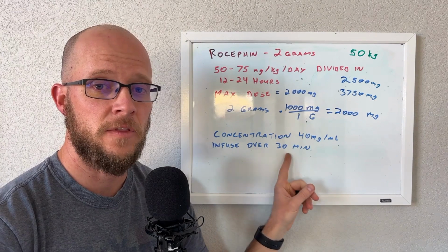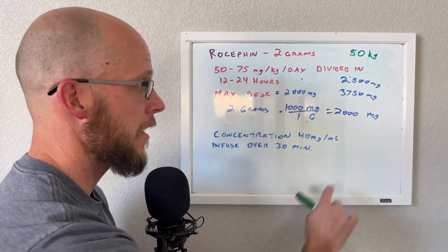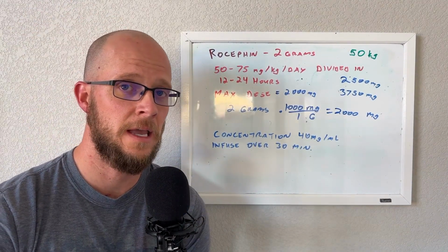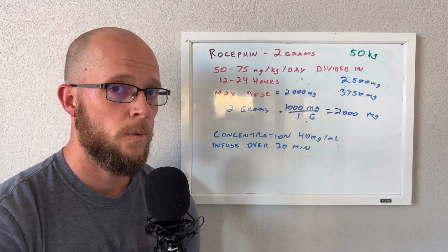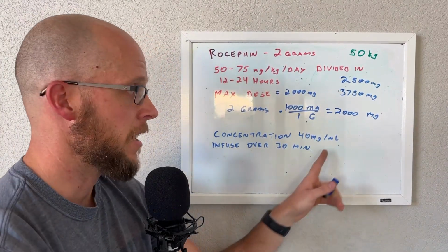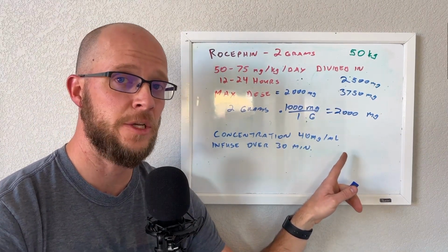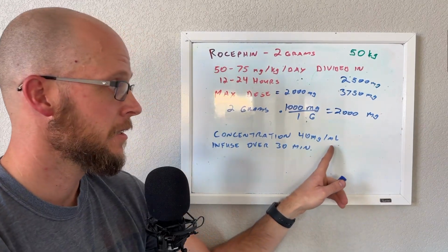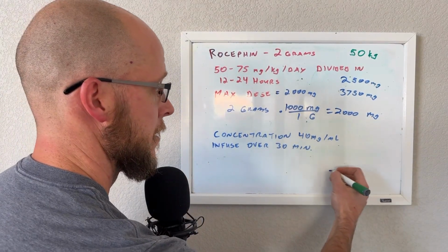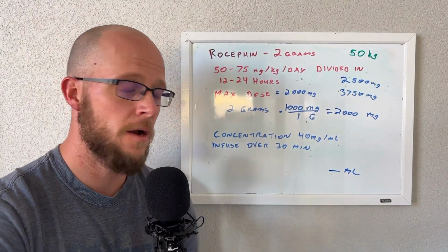They say to infuse it over 30 minutes, which we'll get to in a second. So I've got to figure out how many milliliters I'm going to have of 2,000 milligrams, okay? So again, what do I know? I know my dose is 2,000 milligrams, right? I know my concentration is 40 milligrams per milliliter. What am I trying to get to at the very end? I want to get to milliliters, right? So at the very end, that's what I want, but what do I know?